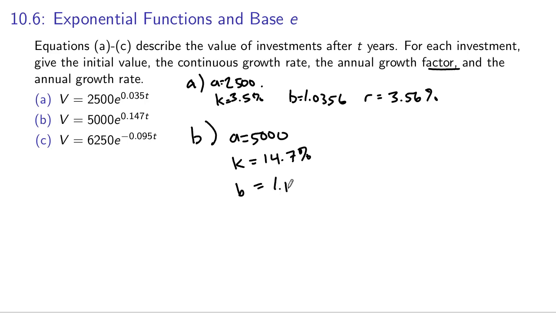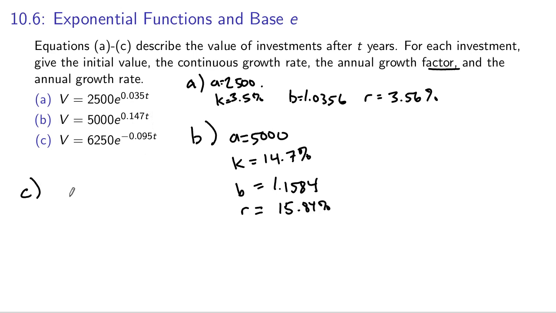1.1584. And r would be 1 minus this, 15.84%. And you can see we're less similar to the continuous growth rate now that the growth rate's bigger. That's generally true. The closer you are to zero growth, the closer the continuous and the non-continuous rates will be.